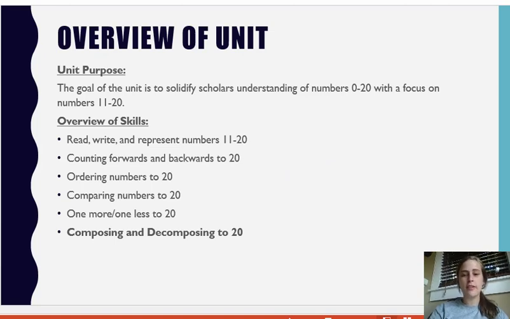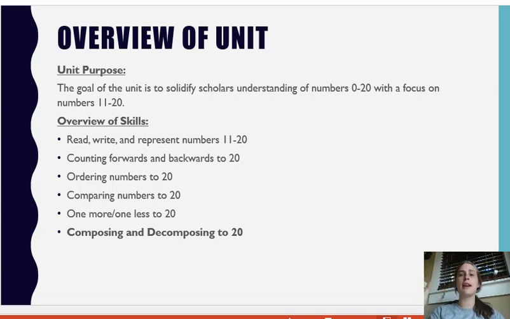Okay, so the main goal of the unit is really to solidify scholars' understanding of numbers to 20. It's a lot of the same skills that we've been working on in Unit 1, but just spiraling them up to numbers to 20. That's still being able to read, write, and represent those numbers. They need to be able to count forwards and backwards. They need to be able to take numbers that are out of order and put them in order. And they also need to be able to compare numbers to 20, which, when we get to misconceptions, you'll see gets difficult with the concept of place value. You're doing one more, one less to 20. And then I put in bold, composing and decomposing numbers to 20.